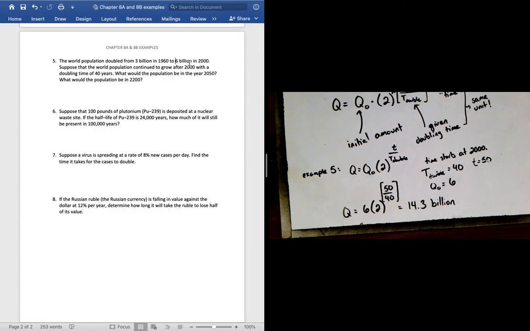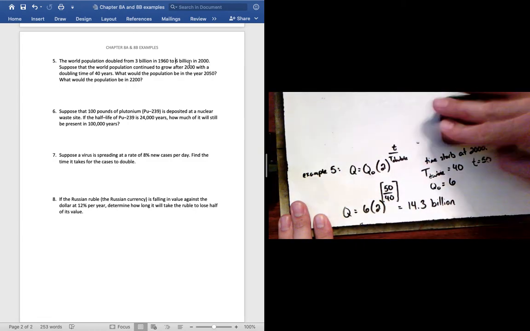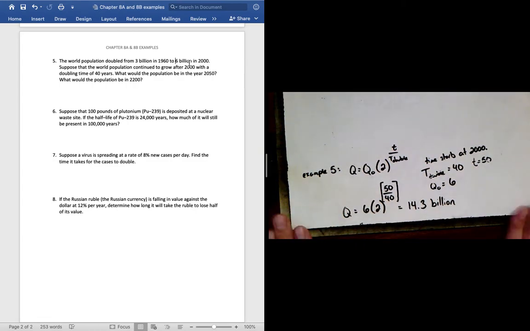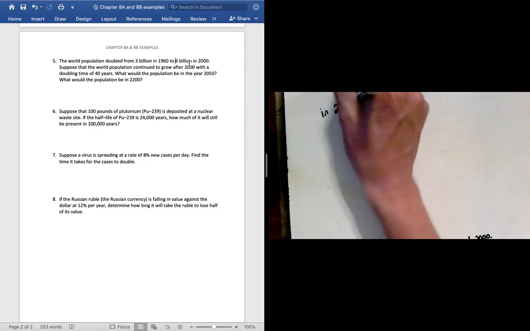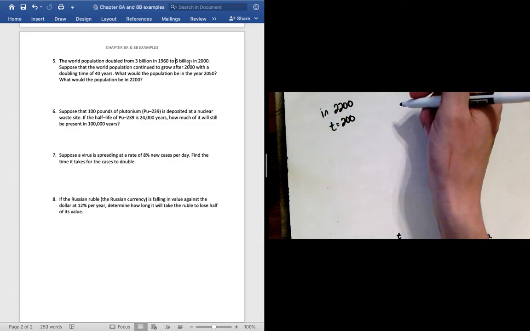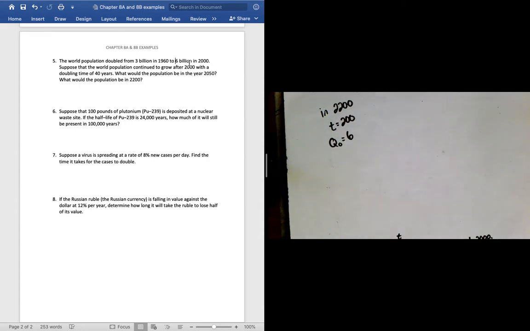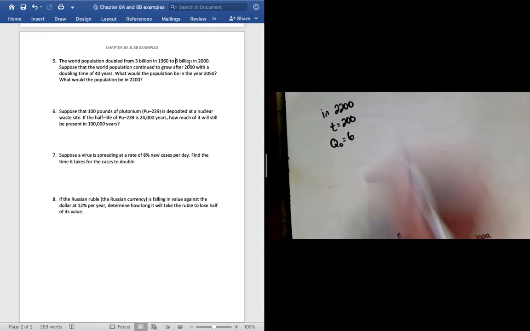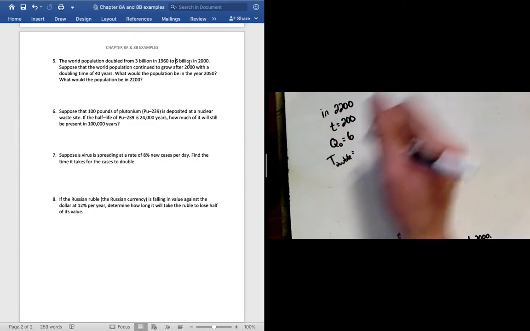So what about in 2200? Well, the process is going to be the same, except now our little t is 200 instead of 50. So in 2200, little t is 200 years later. Our Q naught is still the same. The initial value was 6 billion. T double doesn't change either. T double was 40 years.